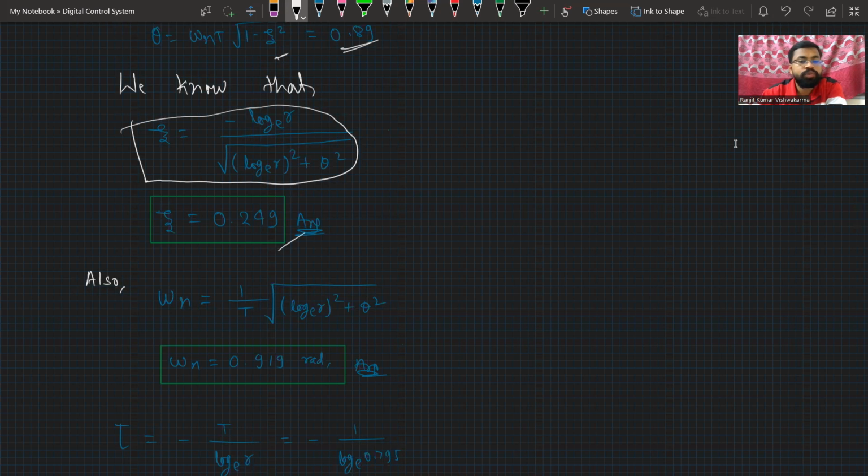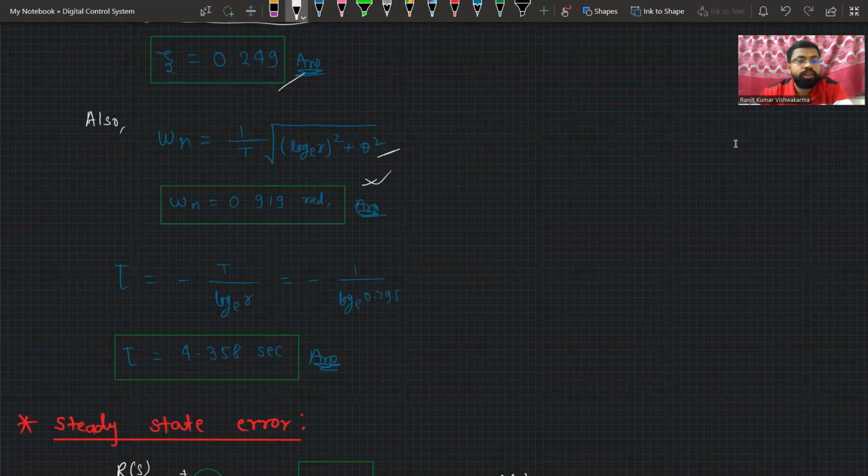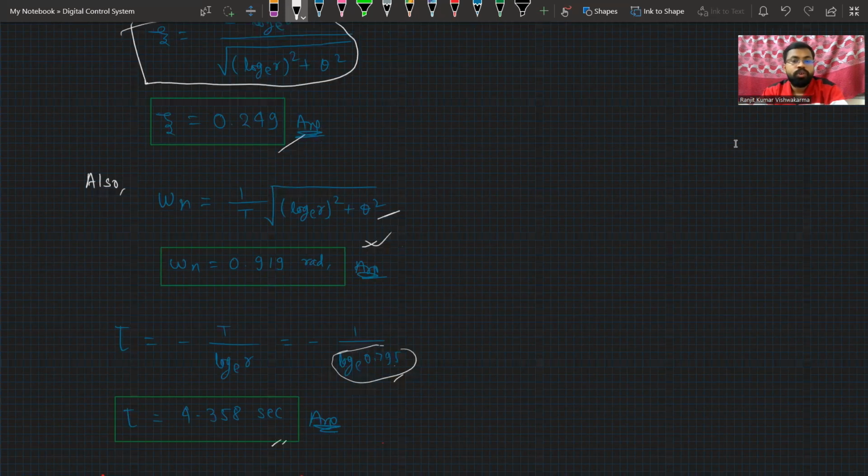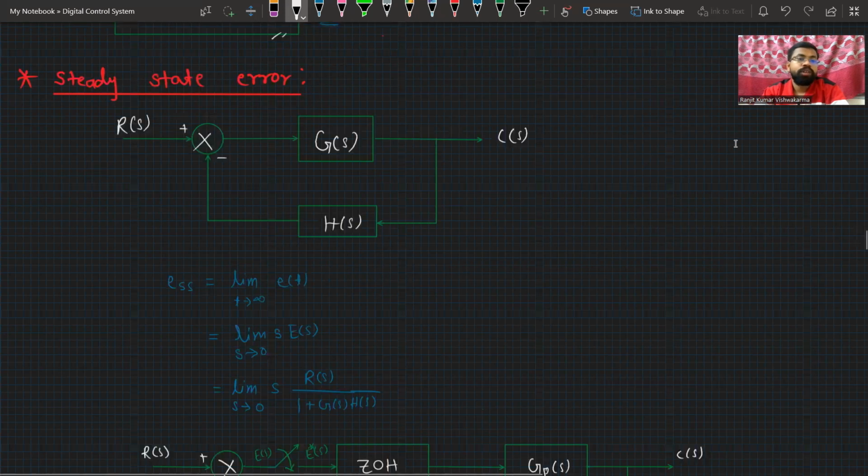Also omega n equals 1 by T root under, this is the formula. Just substitute the values in the formula and you will get omega n. And tau equals minus T divided by log e base r. After calculating the value of log of 0.795, that minus will become plus, and the value will be 4.358. In this way you can calculate omega n, tau, and one more factor, that is the damping ratio.